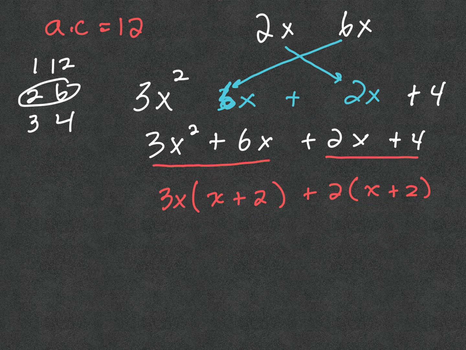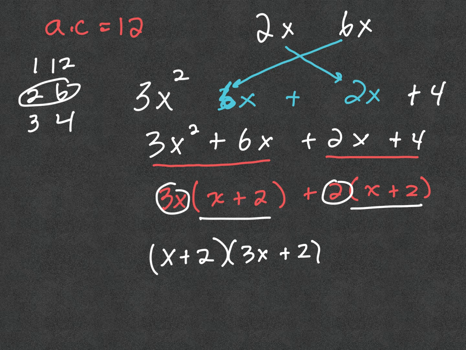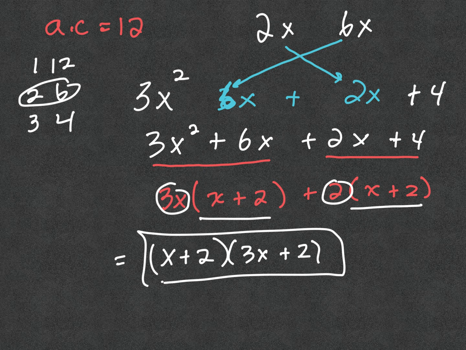Now you see that x plus 2? We can factor that out. We're going to write that right here, right in the front, x plus 2 with parentheses. Now there's a 3x and a 2, right? Okay, well we're going to put parentheses. We're going to put that 3x plus the 2 in. And that's what it equals. And that is factoring by grouping. Let's do a couple more examples, okay?